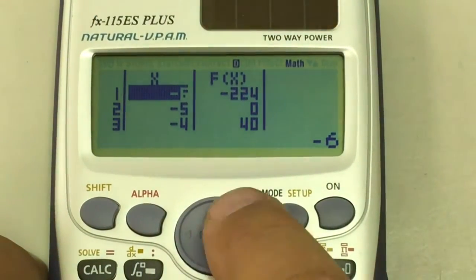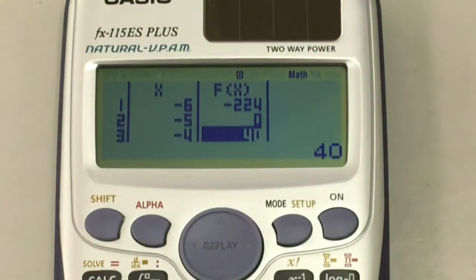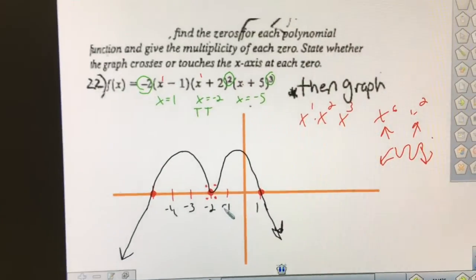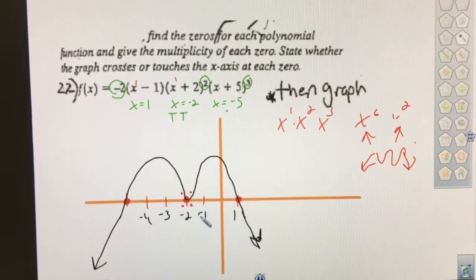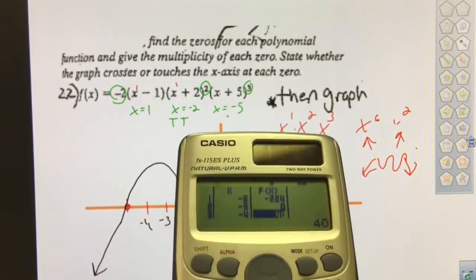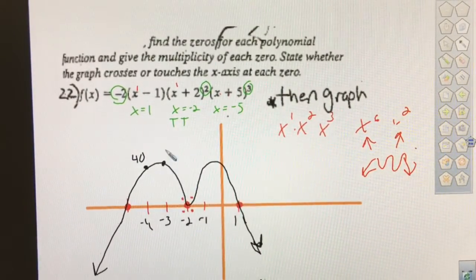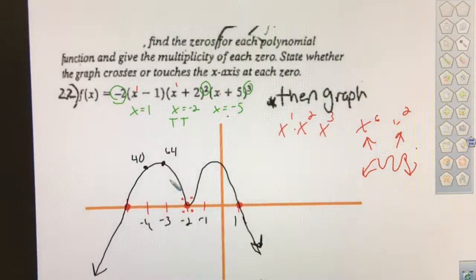So at -6, it's really far negative. At -5, it's 0. At -4, it's 40. So using those values, I can place them on my graph. So I can put that 40 up here at -4. It said at -3, it was 64. I know this is not the scale. And at -2, it was 0. And then at -1, it was way up here. It says 256. That's not the scale.